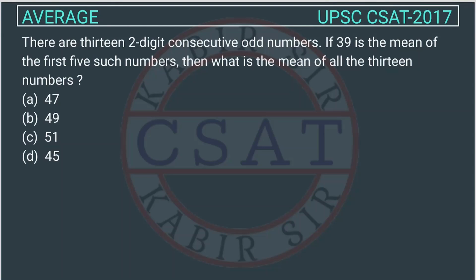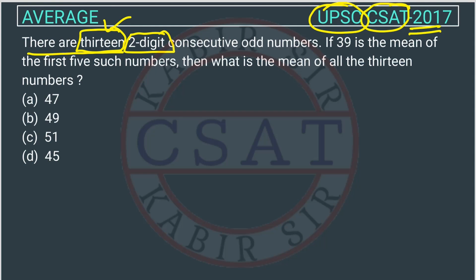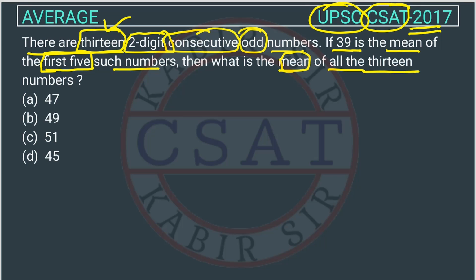Okay. This is a question of average asked in UPSC Civil Services Exam CSAT paper 2017. So there are 13 two-digit consecutive odd numbers. If 39 is the mean of the first 5 such numbers, then what is the mean of all the 13 numbers? So this is a very good question, right?